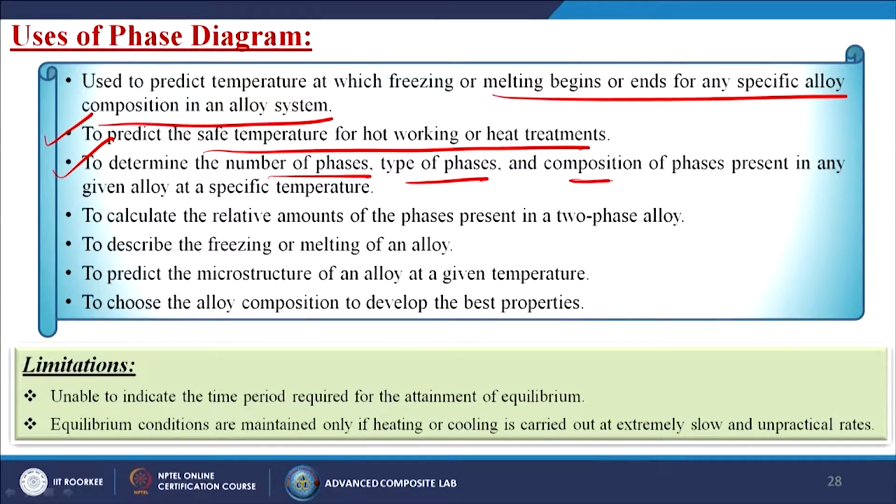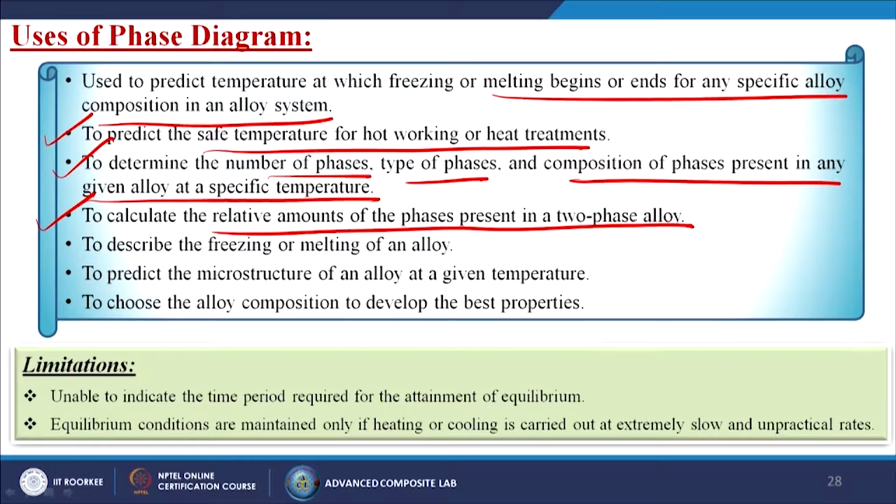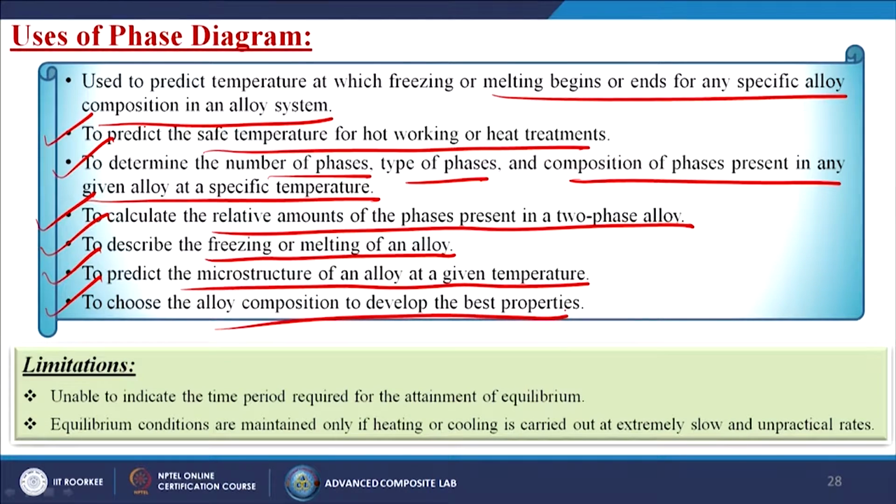To determine the number of phases, types of phases and composition of phases present in any given alloy at a specific temperature. To calculate the relative amount of phases present in a two phase alloy. To describe the freezing or melting of an alloy, to predict the microstructure of an alloy at a given temperature, to choose the alloy compositions to develop the best properties.